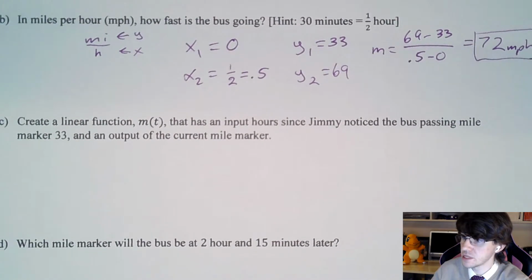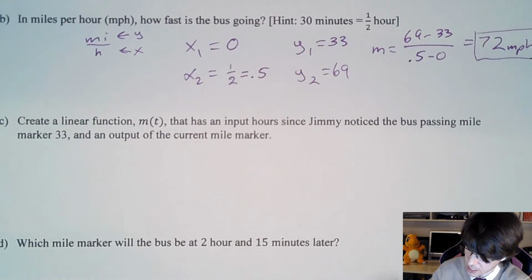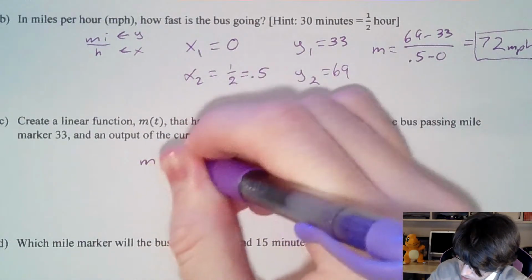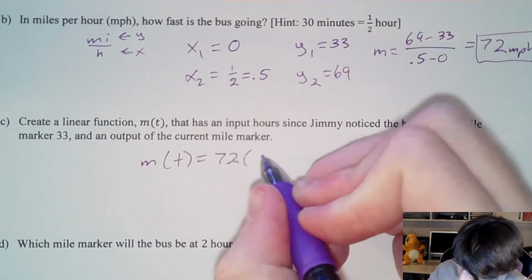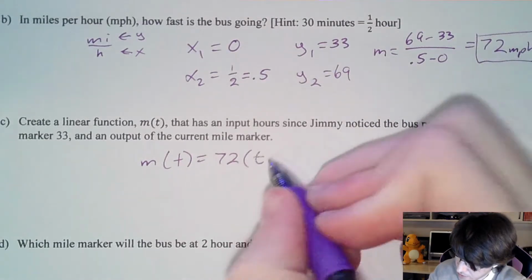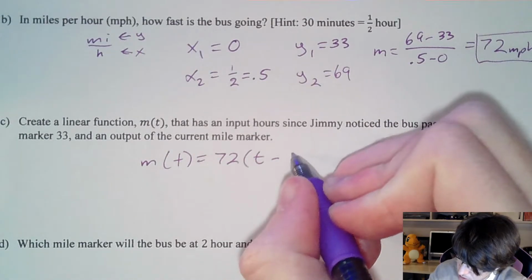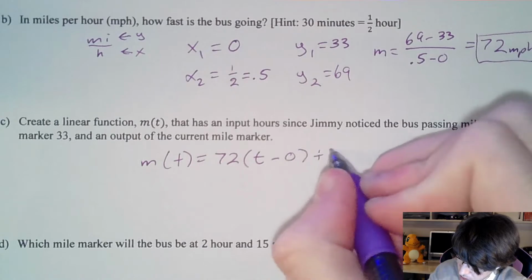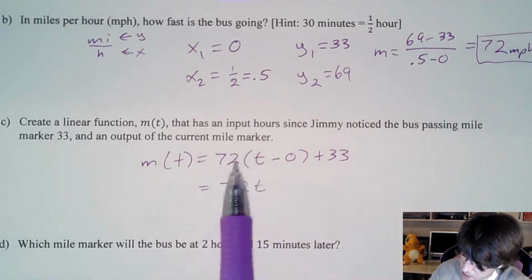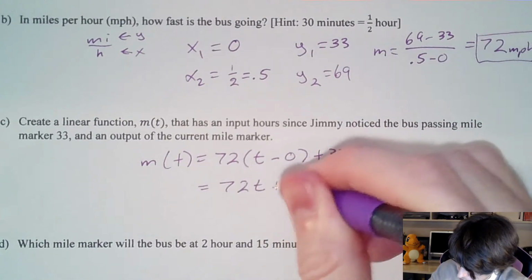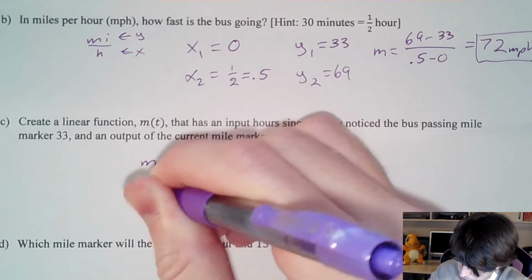Create a linear function M of T that has input hours since Jimmy noticed the bus passing mile marker 33, and an output of the current mile marker. Same exact idea. So we have m of t equals our slope, which is 72, multiplied by our input of time minus, in this case, 0, plus 33, which we will distribute. But 72 times 0 is 0, so we just have plus 33. And there is our beautiful little equation.